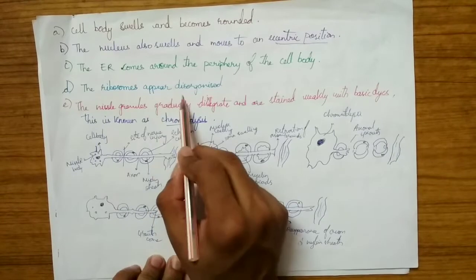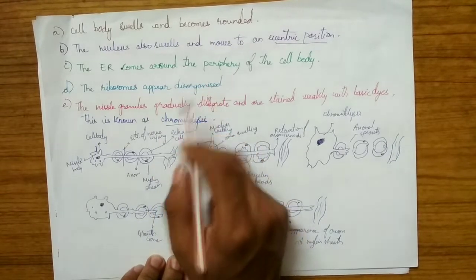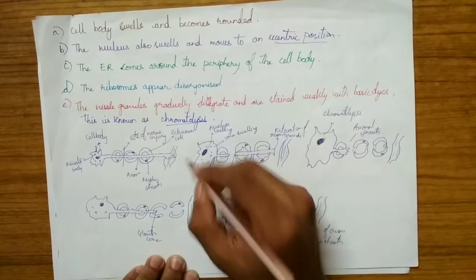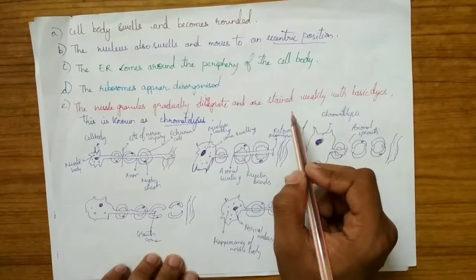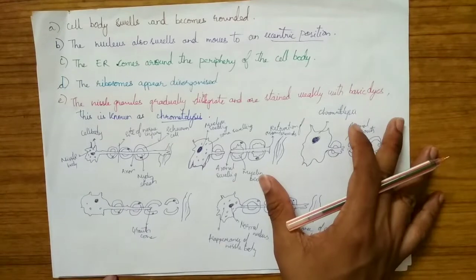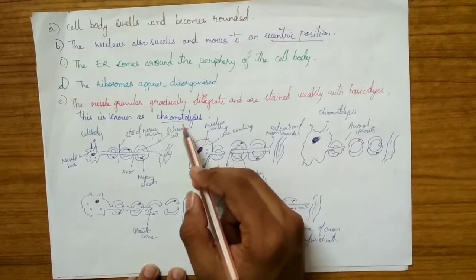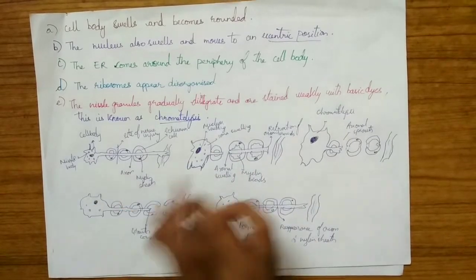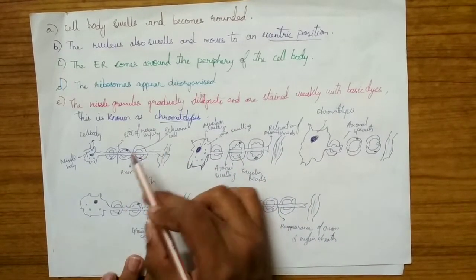The ribosome appears disorganized. The Nissl granules, these are the granules present in the cell body, gradually disintegrate and are stained weakly with the basic dyes. This process is known as chromatolysis. So let's understand these degenerative changes through a diagram.